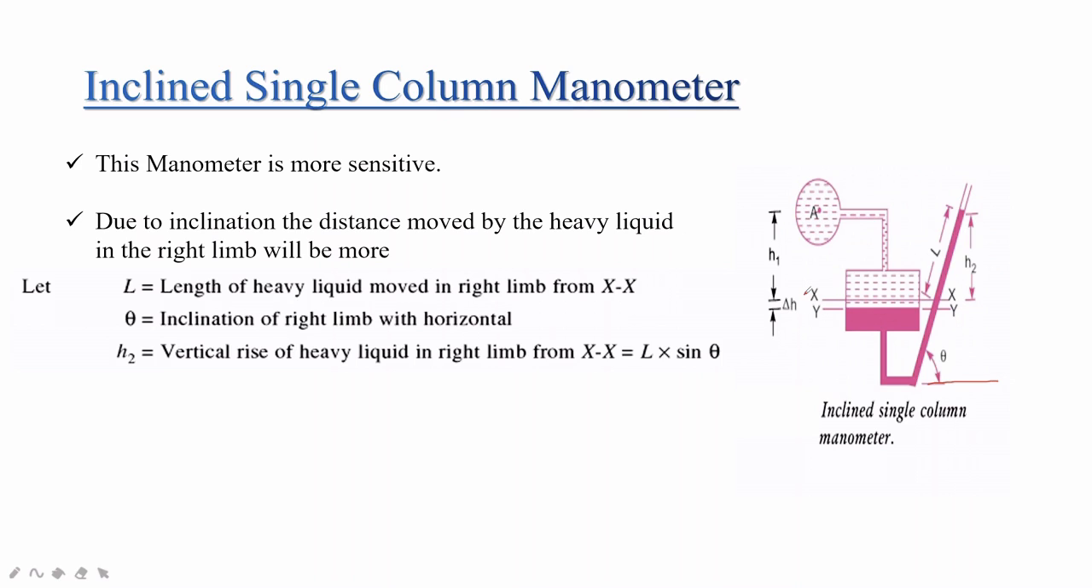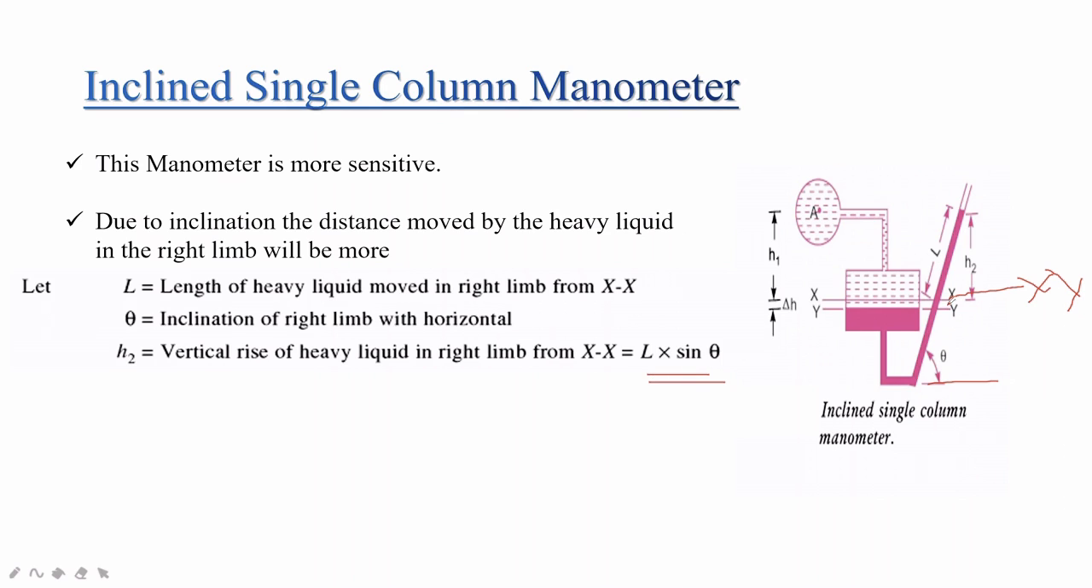H1 is the same: the height of the center of the pipe above XX. H2 is the vertical rise of heavy liquid in the right limb above XX, so here we have to see above XX. H2 is measured from XX. By the knowledge of trigonometry, this L is defined: H2 equals L sin theta. They have already given it here.